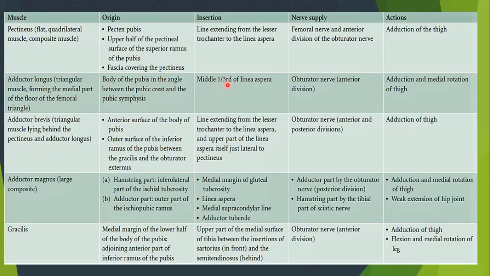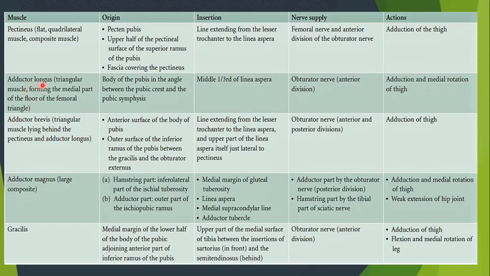It inserts into the middle third of the linea aspera, and is innervated by the anterior division of the obturator nerve. It is a hip adductor and medial rotator of the thigh, or the hip. So it medially rotates the thigh at the hip joint.